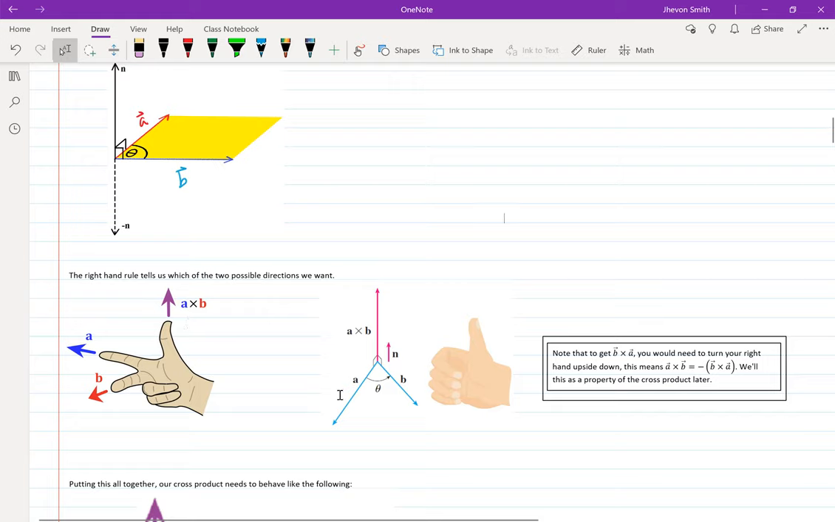Another way you can do that is to point your hand directly out in the direction of A, curl your fingers, just make a fist. The fist should curl in the direction of B, and if you stick your thumb up, that's the direction of A cross B. One thing I do want you to appreciate is that if you were to do B cross A, to get the right hand to work, you will literally have to turn your right hand upside down. So in this picture here, A cross B is actually the guy that's pointing downwards. This vector here is going to be the vector A cross B, and this vector up here is going to be the vector B cross A. And I also want you to appreciate that they're actually the negatives of each other.